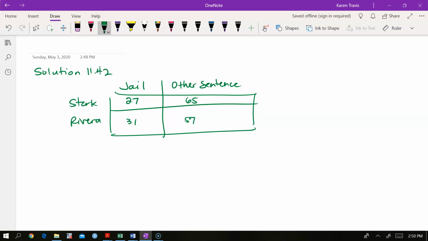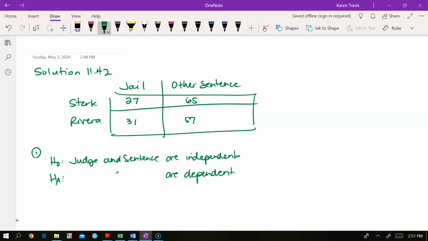So what we're going to be testing is whether these two factors are independent, the kind of sentence versus the judge. So the null hypothesis is that judge and sentence are independent, versus judge and sentence are dependent. Remember, independence is always in the null. We're going to use a 5% level of significance, and for each of these types of problems we're using chi-squared.